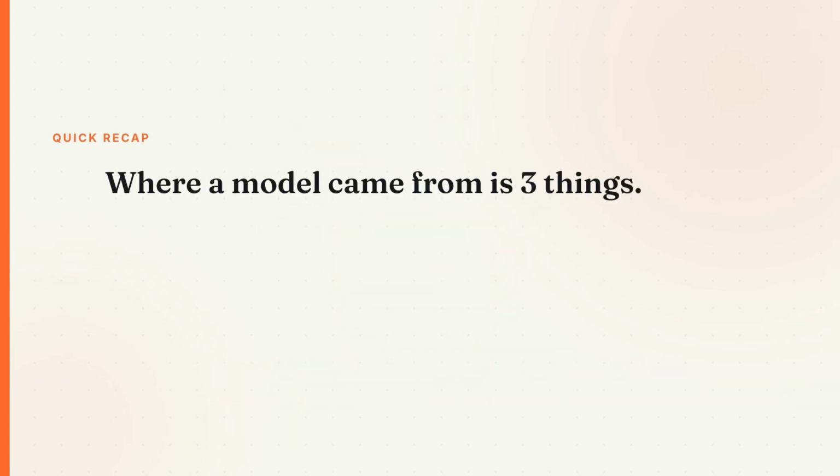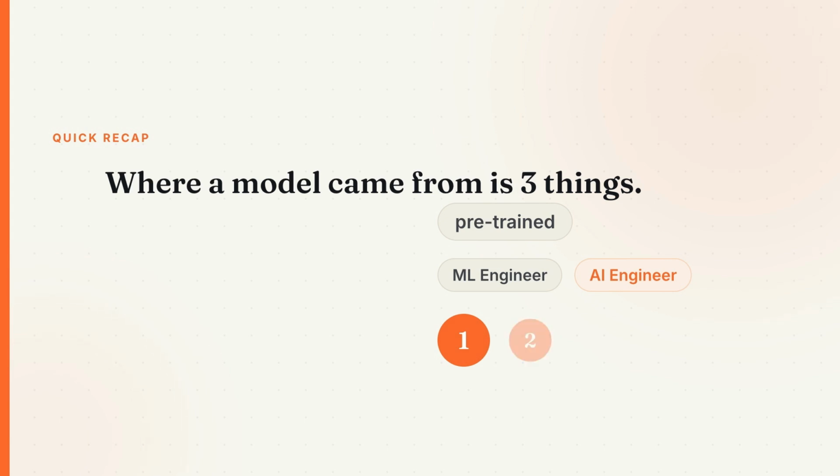Quick recap because this builds on both of the last two episodes. Remember the split from 2 episodes ago? The ML engineer who trains models and the AI engineer who builds products using models that already exist. Today we're zooming into that second half of the sentence, and it splits cleanly into 3 parts. Part 1, where the model came from. Part 2, whether you can see inside it. Part 3, where it actually runs. Let's take them one at a time, starting with part 1.